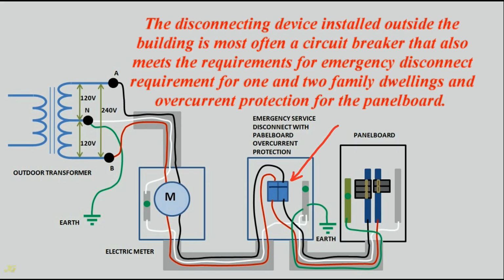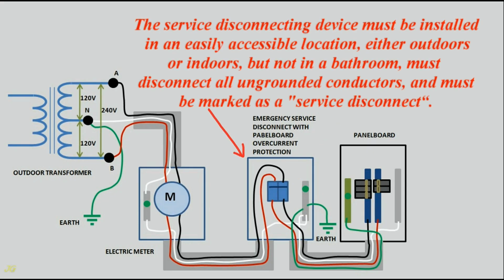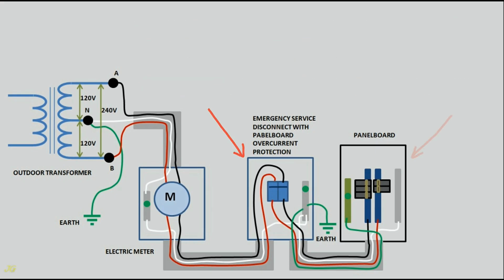The disconnecting device installed outside the building is most often a circuit breaker that also meets the requirements for emergency disconnect requirement for 1 and 2 family dwellings, and overcurrent protection for the panel board. The service disconnecting device must be installed in an easily accessible location, either outdoors or indoors, but not in a bathroom. Must disconnect all ungrounded conductors, and must be marked as a service disconnect.